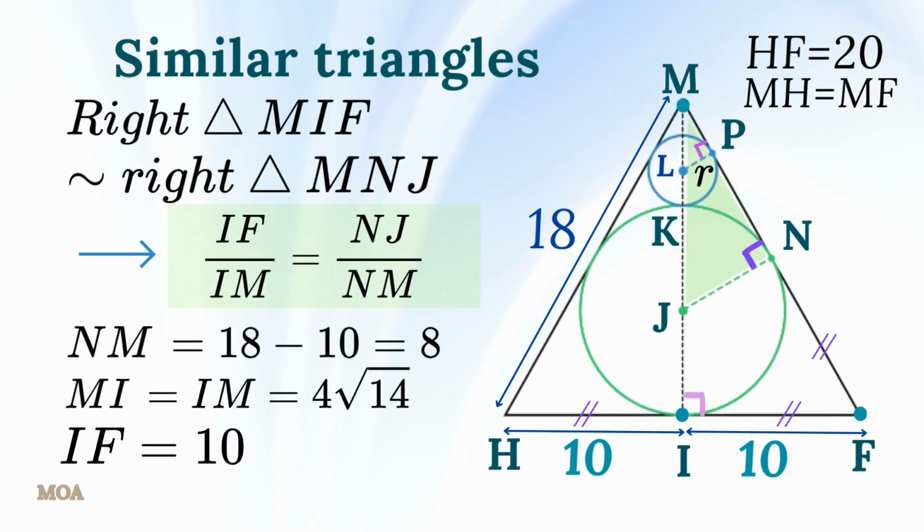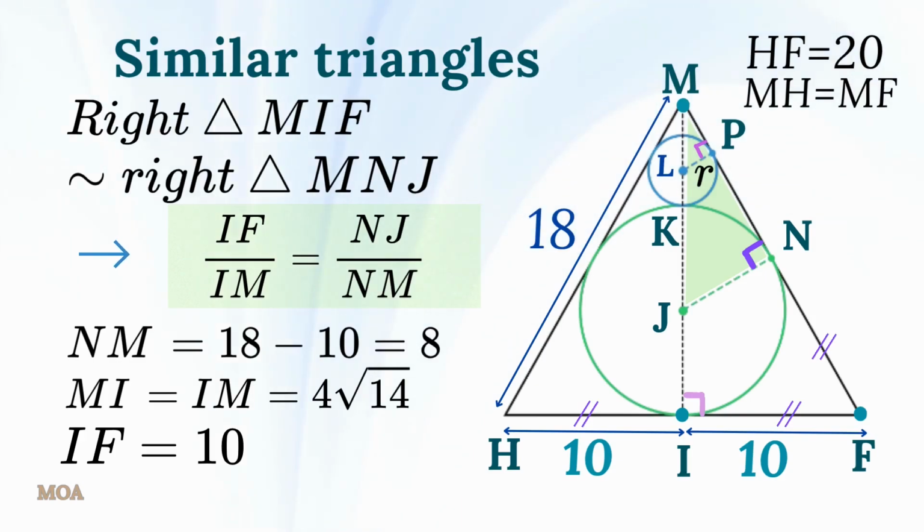Now, let us find the length JN. To do this, we apply the properties of similar triangles. Triangle MIF is right-angled at I, and triangle MNJ is right-angled at N. Since these two triangles are similar, the ratio of similarity can be expressed as IF over IM equals NJ over NM, where the length NM, which also equals MN, is given as 18 minus 10, which is 8.